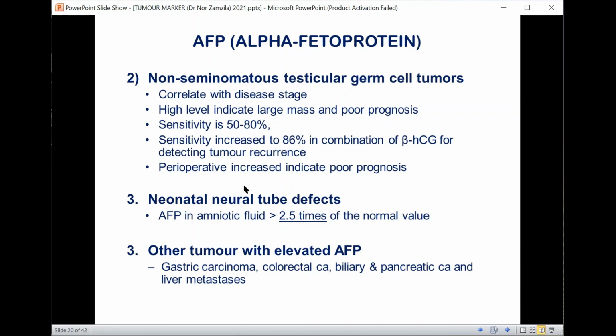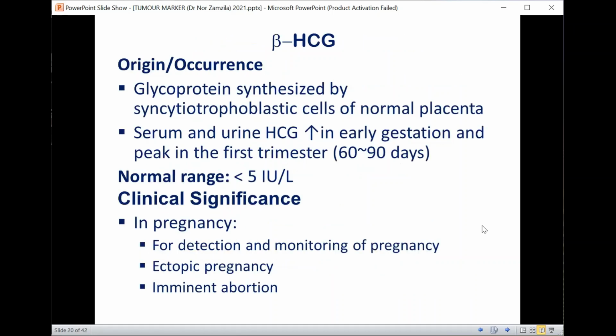Okay. AFP is also used for diagnosis of neural tube defects in neonates, and also not to forget, you have to bear in mind other tumors. There are also other tumors that can cause elevation of AFP, like gastric carcinoma, colorectal cancer, biliary and pancreatic carcinoma, and some liver metastasis. So always, when you do tumor markers, you always have to bear in mind this possibility. There could be cancer, there could also be not cancer.